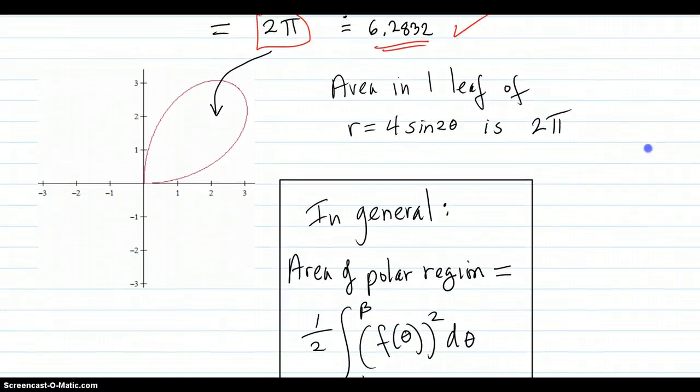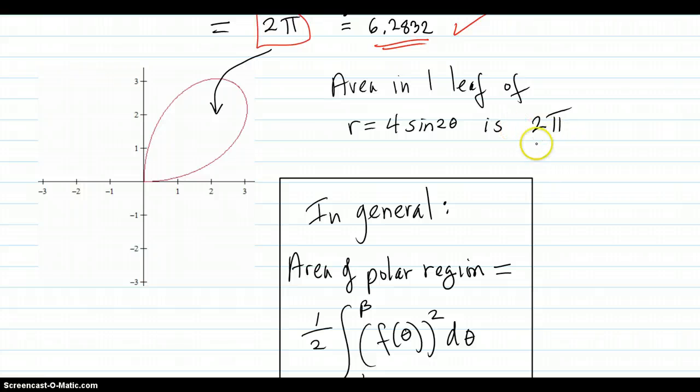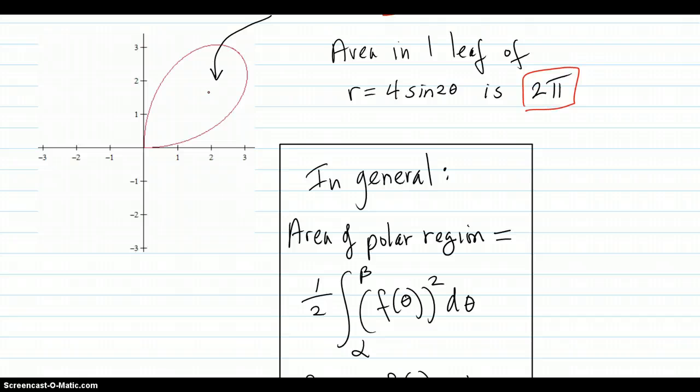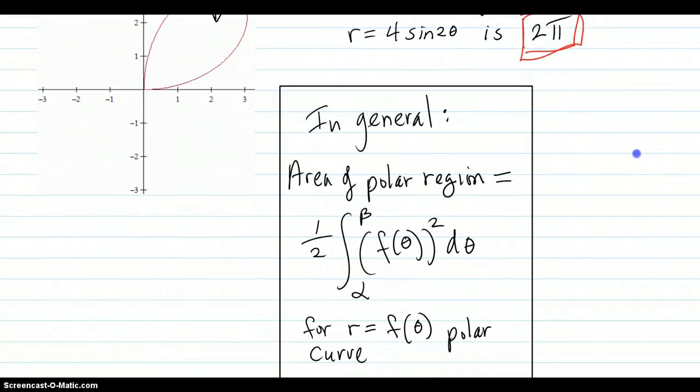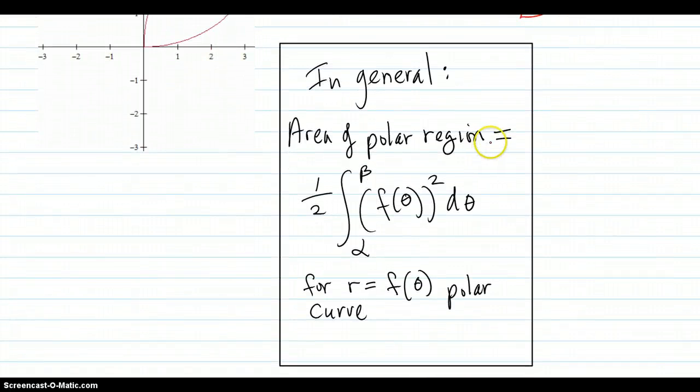Okay, so the area in one leaf of r equals 4 sine 2 theta is 2 pi. That's pretty interesting. It doesn't look like a circle. It isn't a circle, but yet the area turns out very nice. So in general, the form for getting the area of a polar region is this right here. And you just got to be careful about your limits, because remember, you can double trace something or quadruple trace, and when you're looking at the final version of the graph, you don't really know that you've traced it twice unless you check it. So that's going to be important.